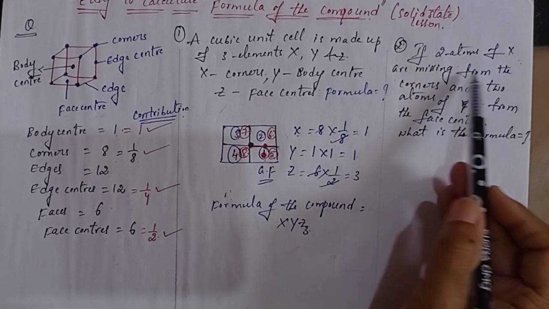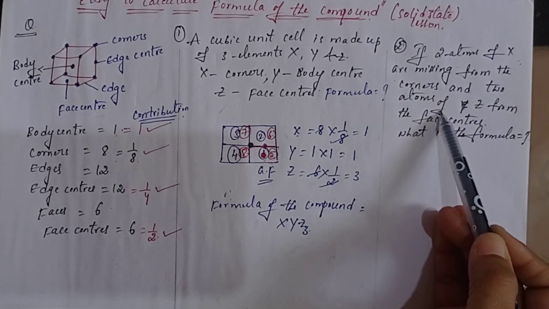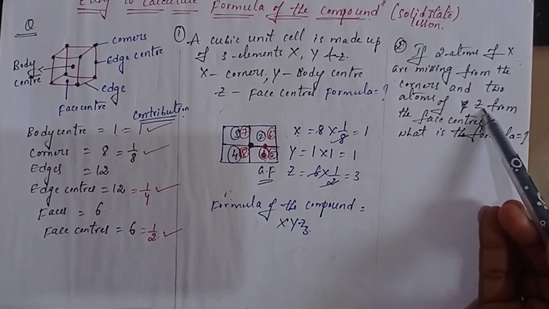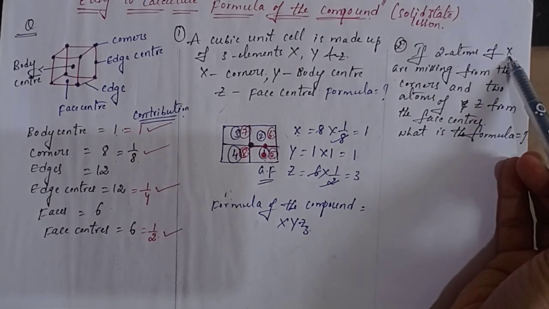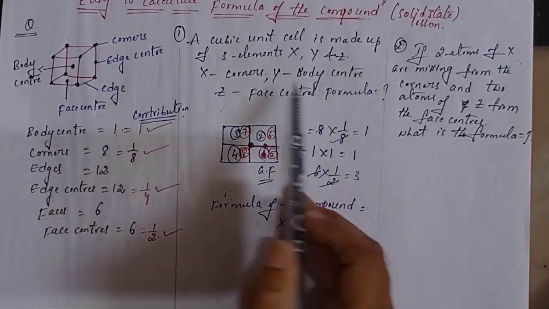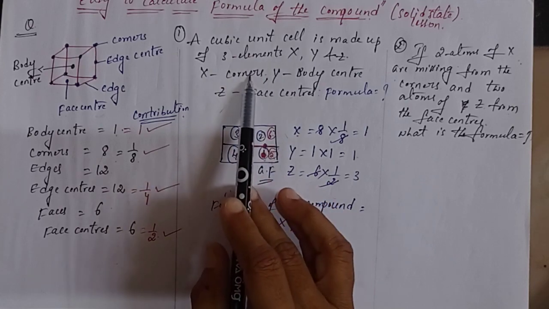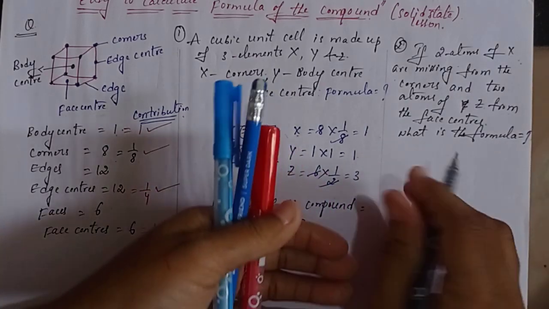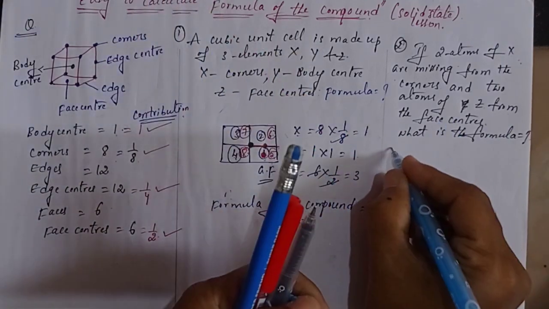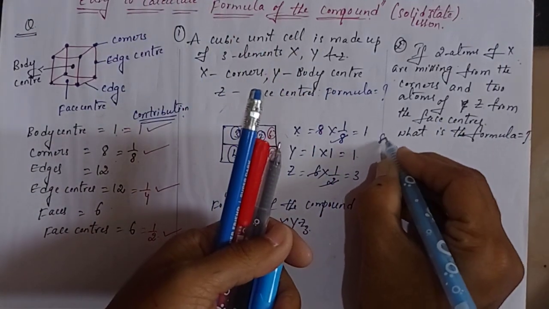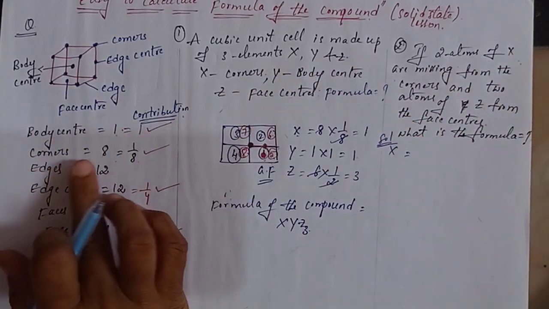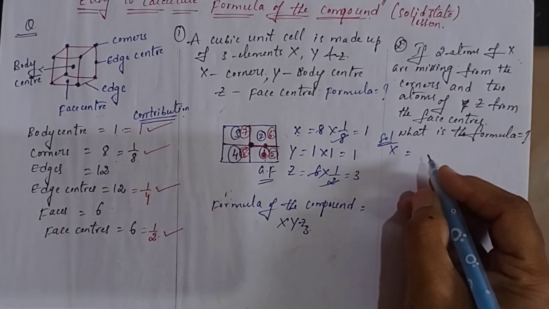from the corners and 2 atoms of Z from the face centers. So here 2 atoms of Z and 2 atoms of X are missing, students. The question asks for the formula. X atoms are present at the corners. So what is the solution? X atoms are present at the corners, and there are a total of 8 corners, so I am taking 8 corners.